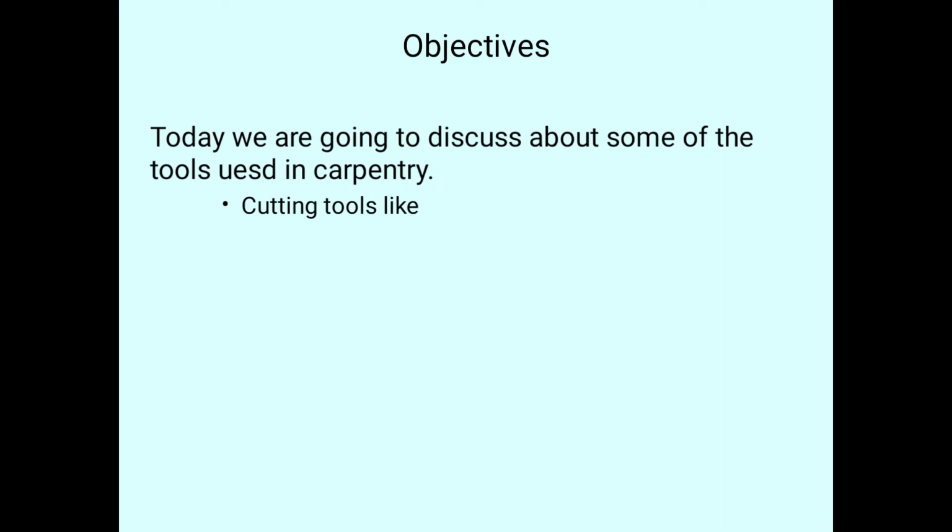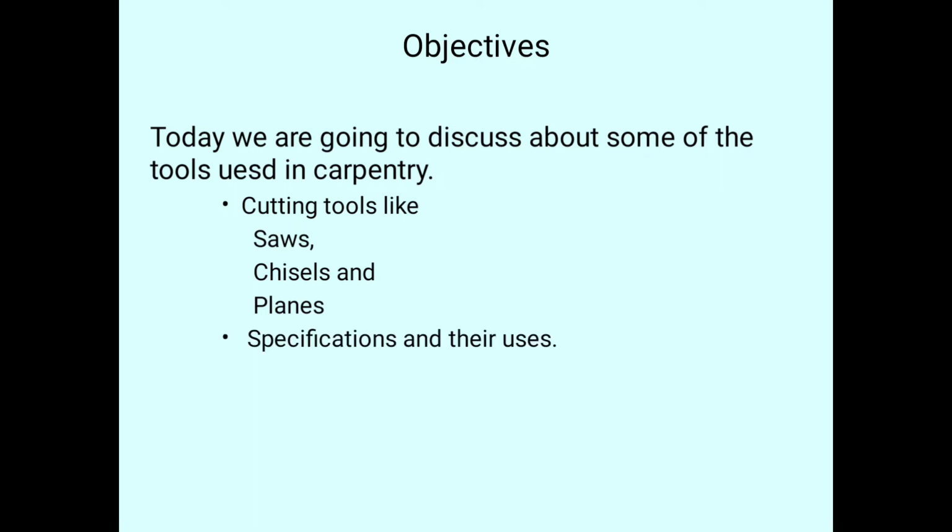As we all know, in the previous class we discussed the marking and measuring tools. Today we discuss some other tools used in carpentry. Those are cutting tools like saws, chisels and planes, and also some of their specifications and uses.